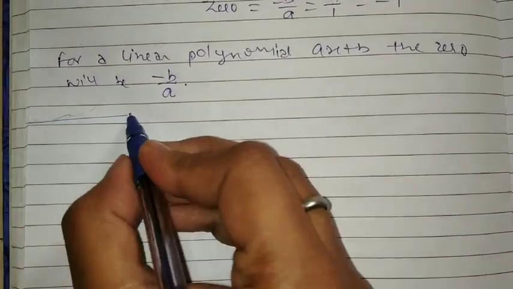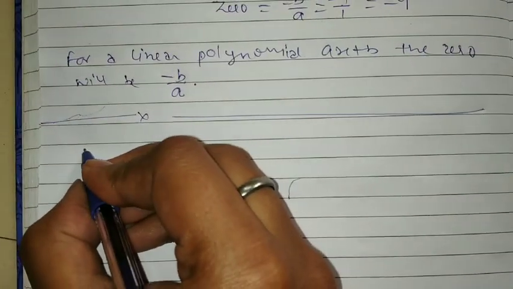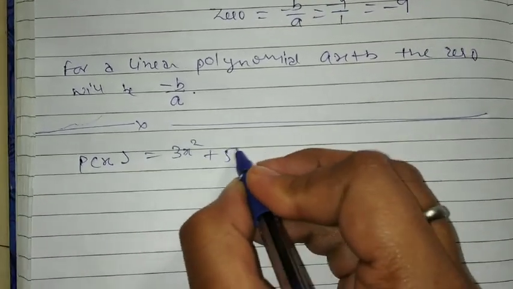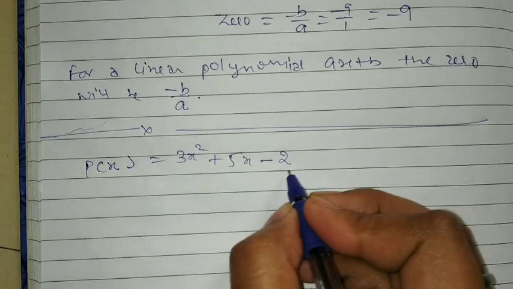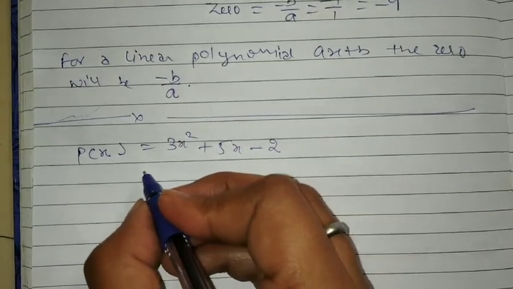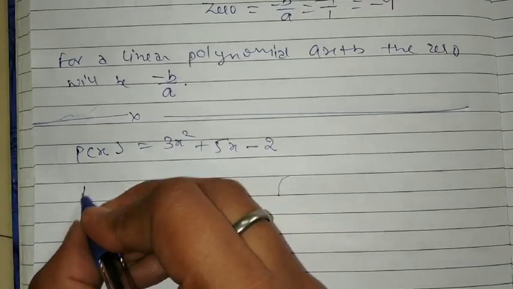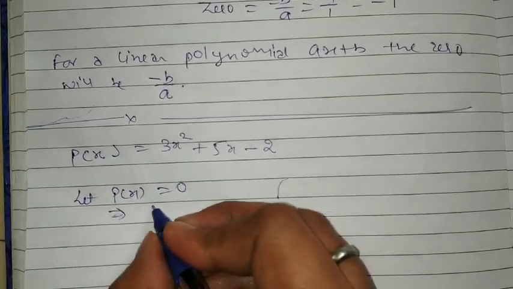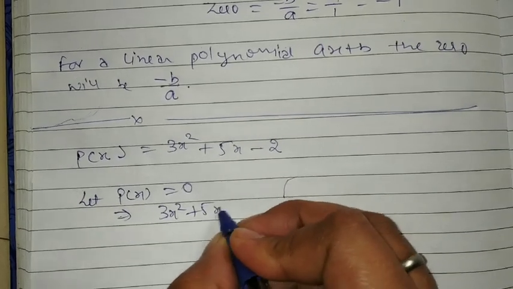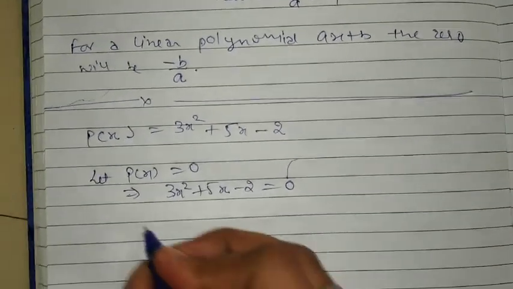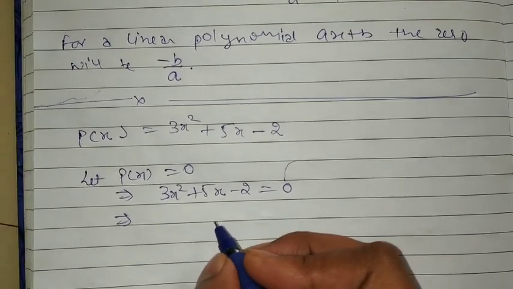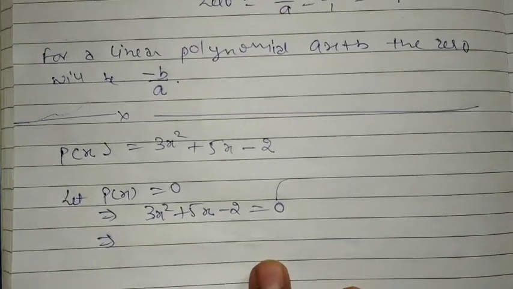Now let's take an example of a quadratic polynomial. Let p(x) equals 3x square plus 5x minus 2. It is a quadratic polynomial. To find its zeros, we will take p(x) equals 0, which implies 3x square plus 5x minus 2 equals 0. Now we will find the zeros with the help of the middle term splitting method that you have learned in your 9th class.